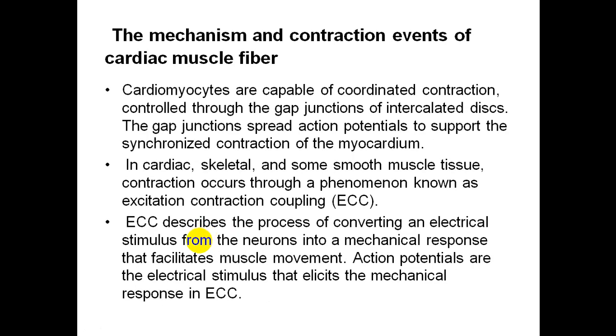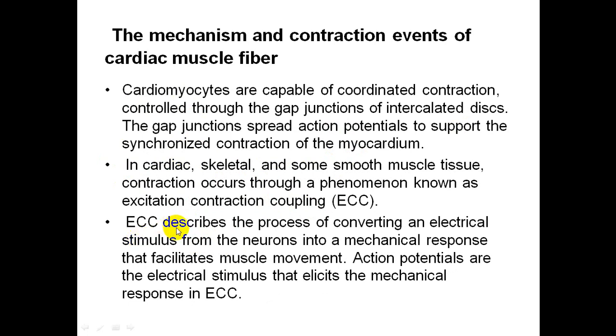Cardiomyocytes are capable of coordinated contraction through the gap junctions of the intercalated disc, as we said. The gap junctions spread the action potential to support synchronized, simultaneous contraction of both atria and ventricles as one syncytium, one unit. In cardiac, skeletal and some smooth muscle tissue, excitation-contraction coupling is also present, but calcium-induced calcium release occurs only in the myocyte.